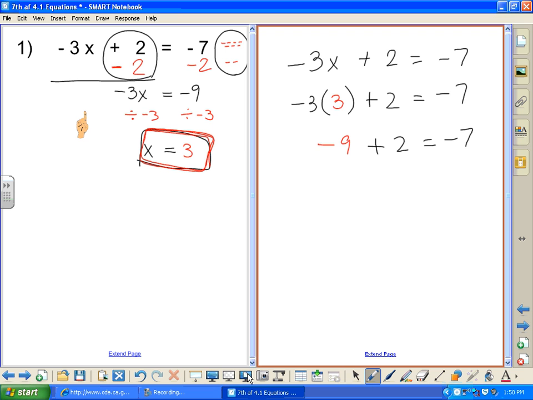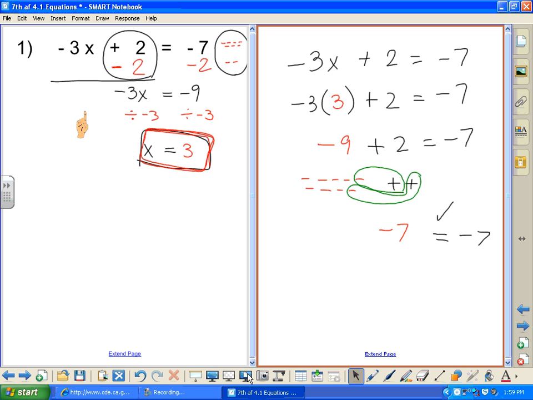Is that what happens? Well, I've got 9 negatives. I've got 2 positives. And we know by our integers that a positive and a negative gives me a 0. A positive and a negative gives me a 0. And so I'm left with how many negatives here? 1, 2, 3, 4, 5, 6, 7. I'm left with negative 7. And is that the same as negative 7 on the other side? You bet. It checks out. So I know that the positive 3 was my answer here.